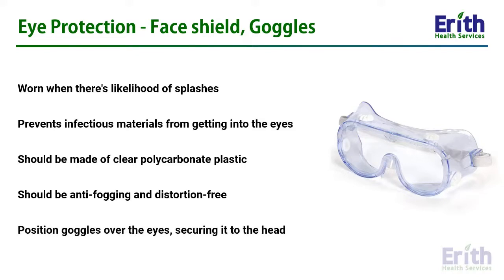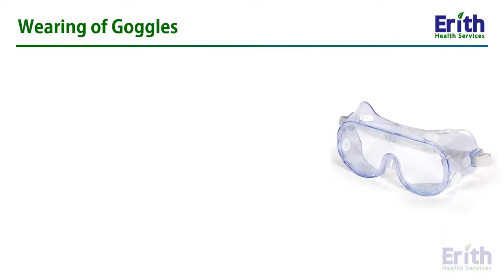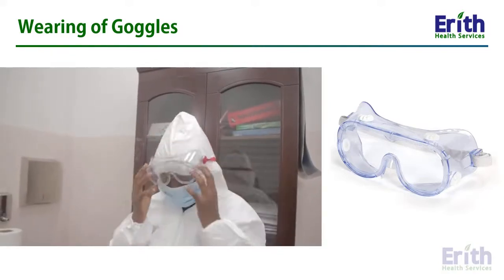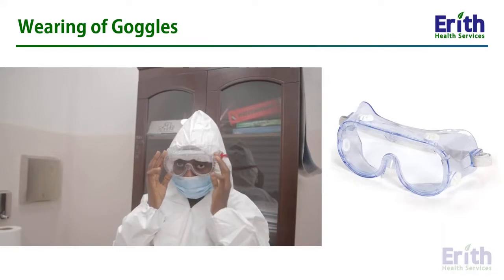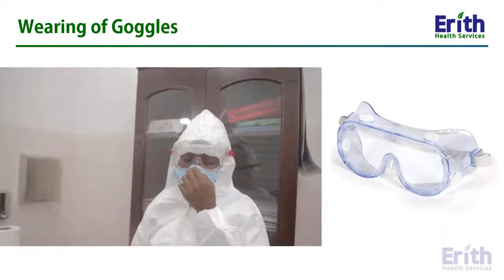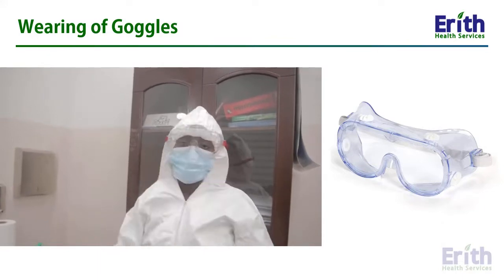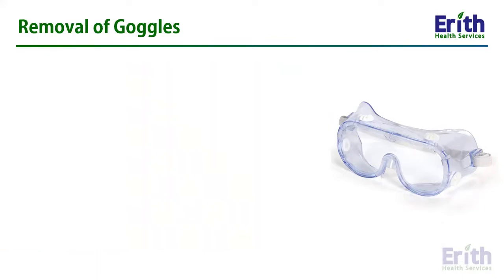Position goggles over eyes and secure to the head using the earpiece or the hairband and adjust. Eye protection should be worn by securing it over the bridge of the nose and also over the mask. Wearing of goggles. Position goggles over eyes and secure to the head using the earpiece or hairband. Position face shield over the face and secure on the brow with the headband. Adjust to fit comfortably.